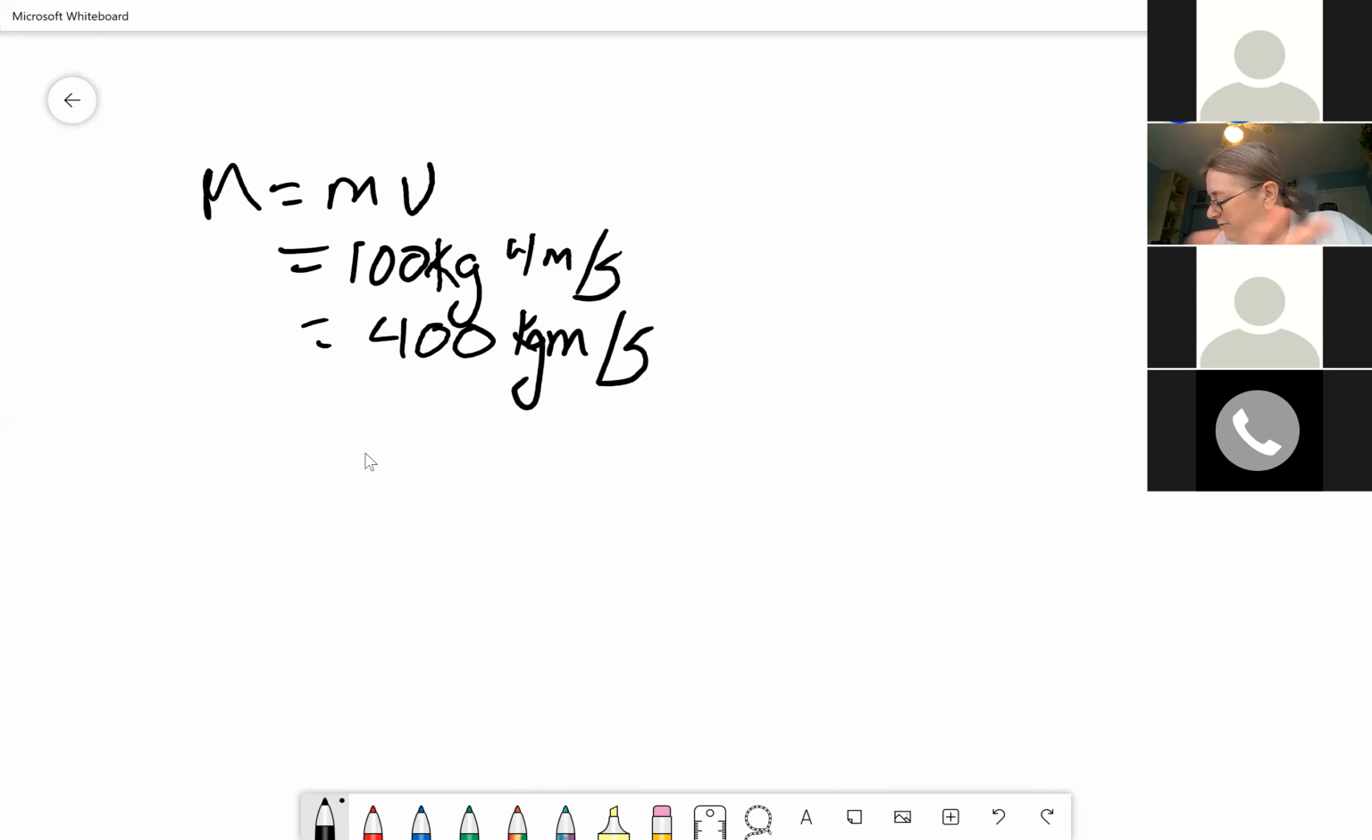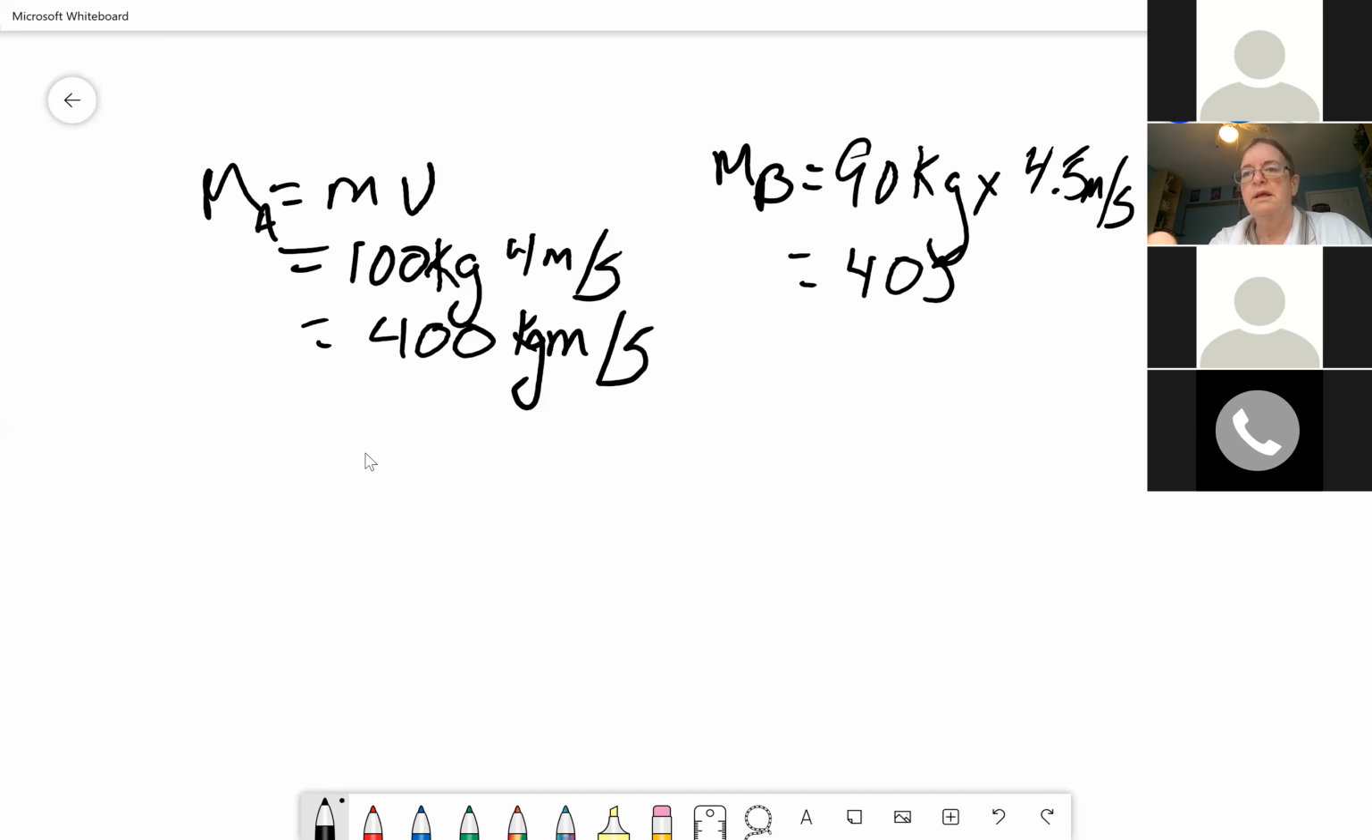So it would be, okay, I'm just gonna double check. 405. Yes. Kilogram meters per second. So person B is going to push A. The main piece for you to understand here is the one that has the bigger momentum wins.